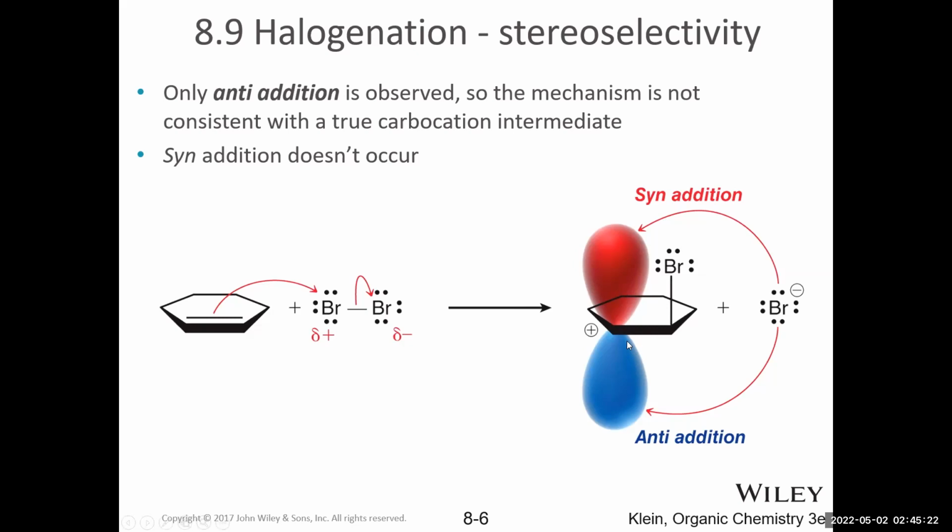But what we see when we look at the stereochemistry of the products in reactions that we actually try in the lab, is we see that we're only getting anti-addition products, right? So this mechanism is not consistent with the observed products because we are not seeing syn addition products. So it is likely that we're not going through a true carbocation intermediate.